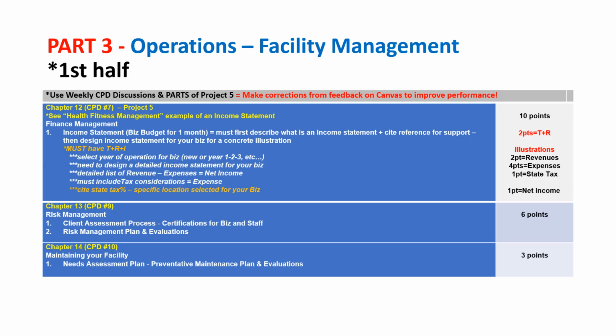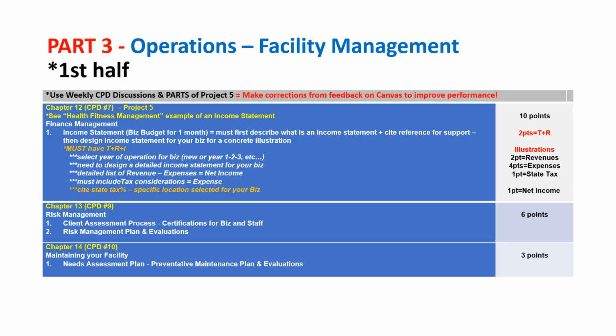What I need here is, again, list the different revenues you talked about in part 2, and then we want to have detailed expenses so you understand that and show demonstrated understanding. And then last, looking at your state tax for your specific location, making that part of the expenses and cite that.